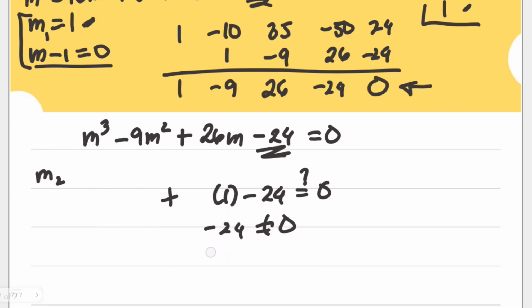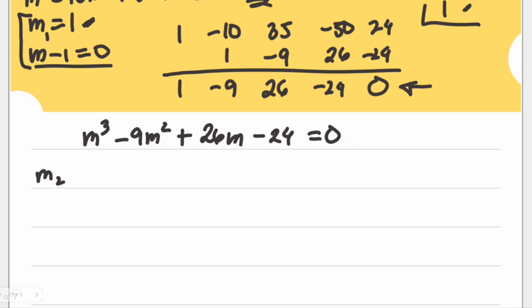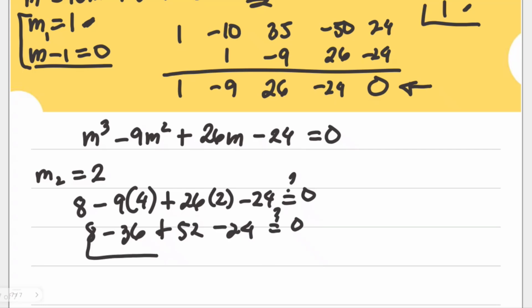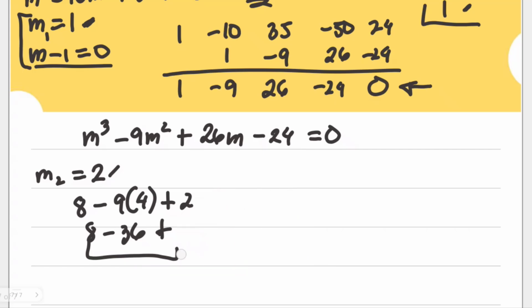So with that, of course, we use trial and error. Let's use another integer. You could also try negative 1, but let me try here 2. So you have 2 cubed is 8 minus 9 times 2 squared, which is 4, plus 26 times 2 minus 24. Let's check if it's equal to 0. 8 minus 36 plus 52 minus 24. Is it equal to 0? This is 60 minus 60. Yes, it's equal to 0. Hence, this is your second root, and that's correct.